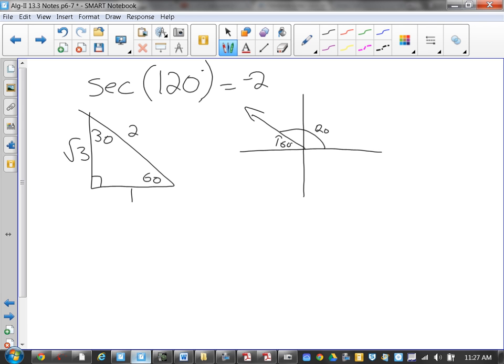All right. Let's look at another one. Let's say we have the tangent of negative 315.